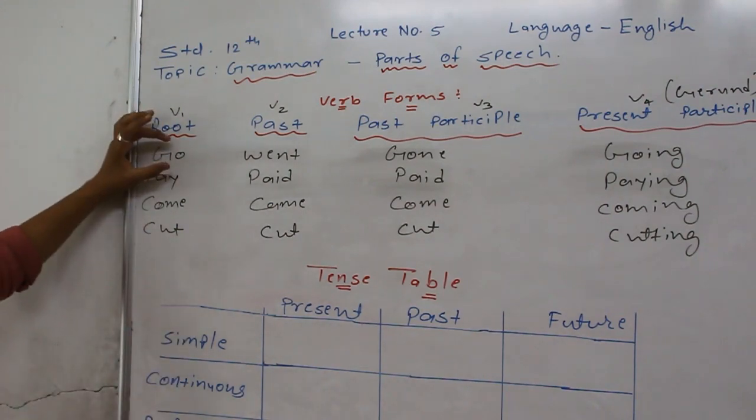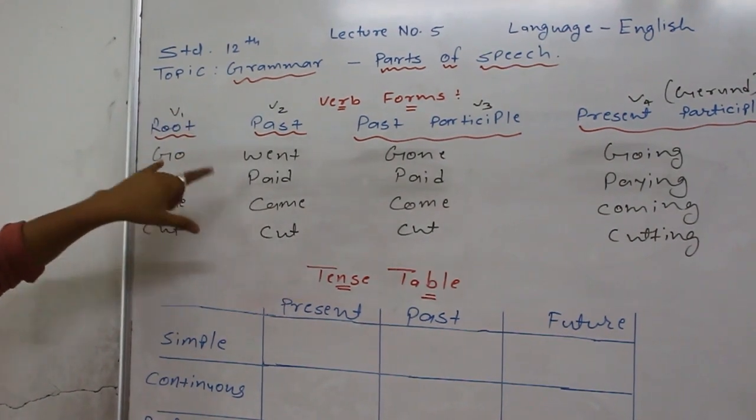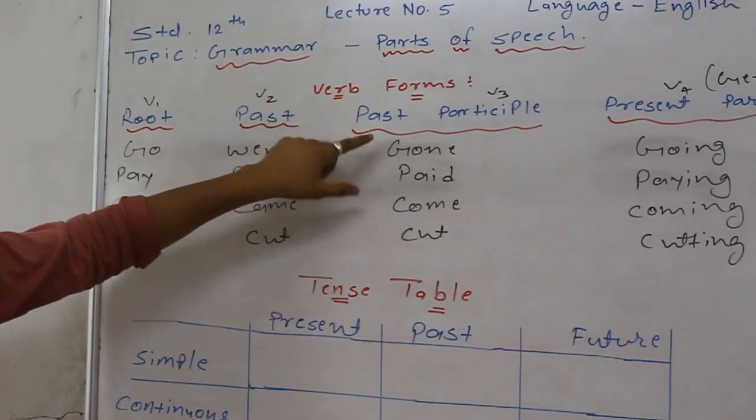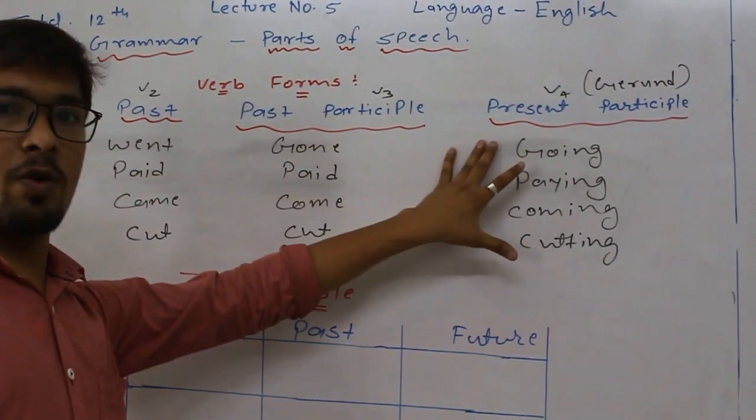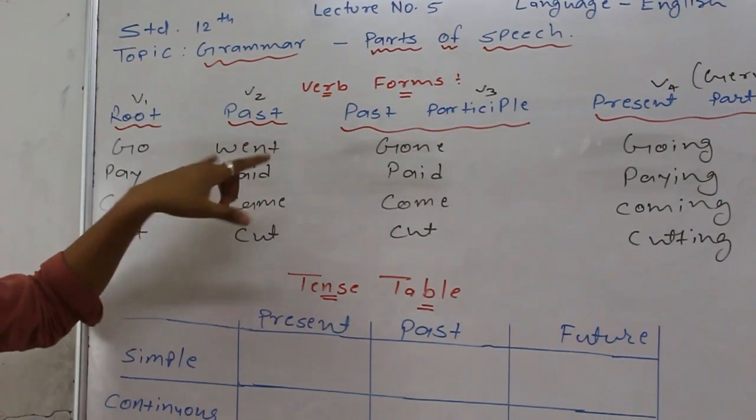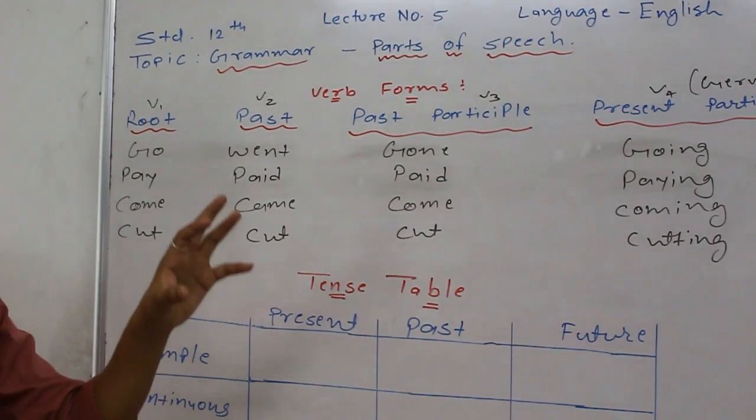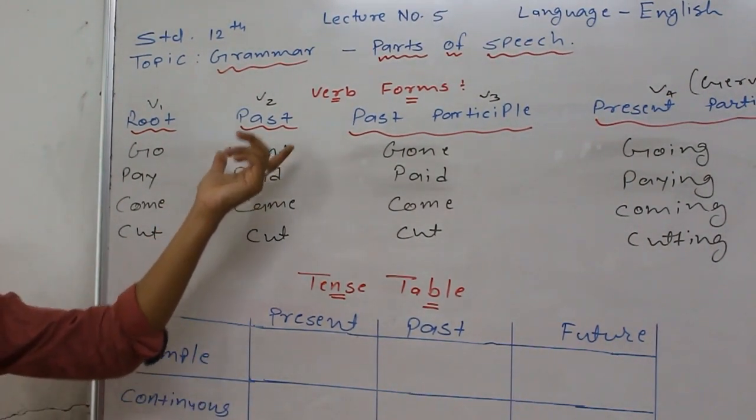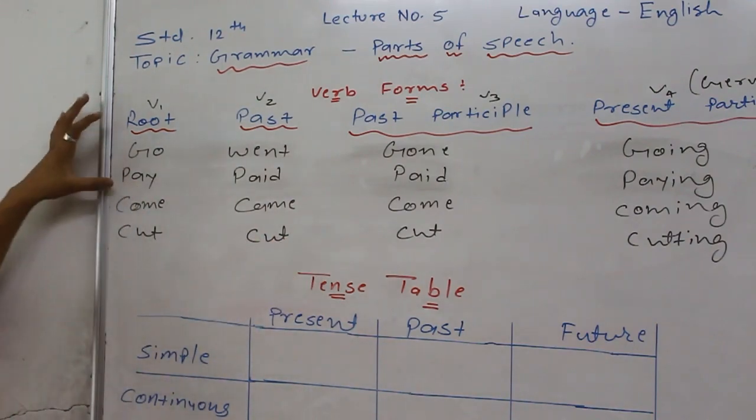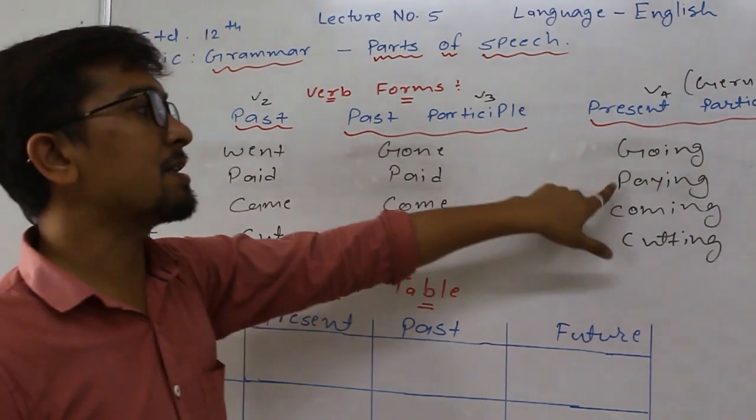Like we are taking the first example, go. Here all the verb forms are different, right? The root form is go, past form is went, past participle is gone, and the present participle is going. So it is not necessary that all the verb forms should be equal or different. There are several verbs where the past form and past participle are equal, just like pay. Here root is pay, past is paid, past participle is also paid, and present participle is paying.